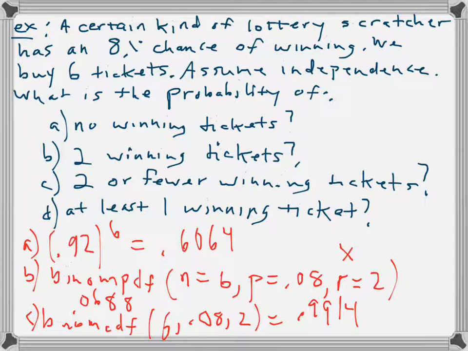Did you get that one? At least 1? Remember the at least 1 rule? What's the at least 1 rule? Yay, 1 minus the probability of getting none, right? We already found the probability of getting none. So the probability of getting at least 1 winning ticket is 1 minus the probability of getting no winning tickets. It's the complement of getting that, so that's going to be 0.3939.